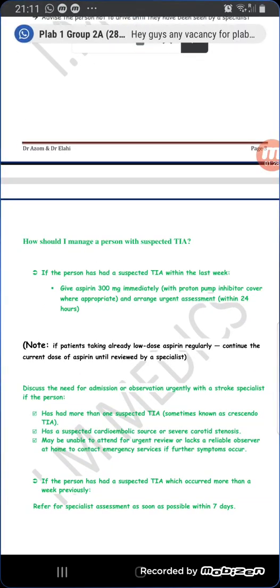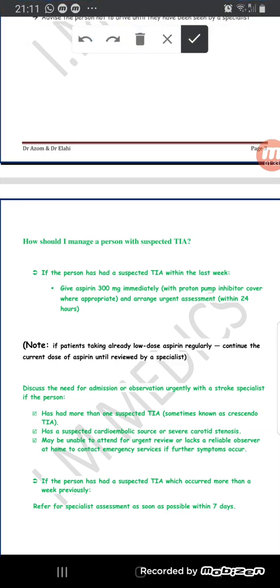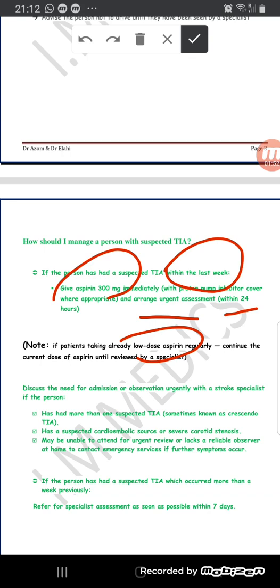So if the patient has a suspected TIA and it happened within the last week, very important, within the last week, then you give them aspirin 300, and you need to do urgent assessment within 24 hours, very important. Sometimes you have a patient who is already taking low dose aspirin, 75 milligrams. You're thinking, oh no, what do we do? Continue with the current dose until being reviewed by the specialist, the stroke team or the stroke consultant.